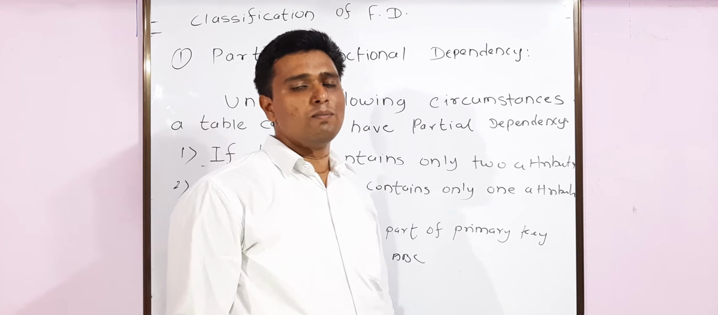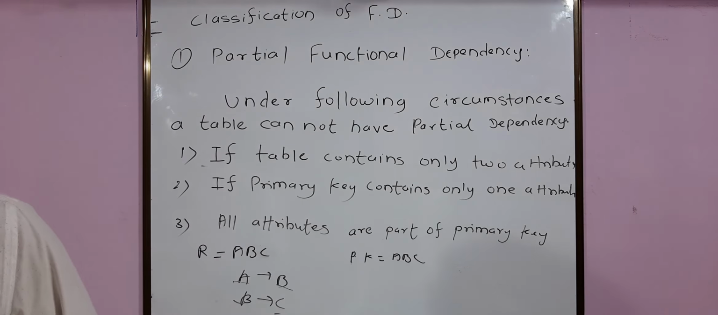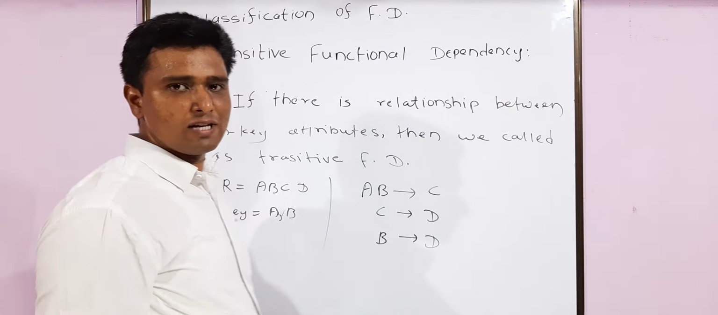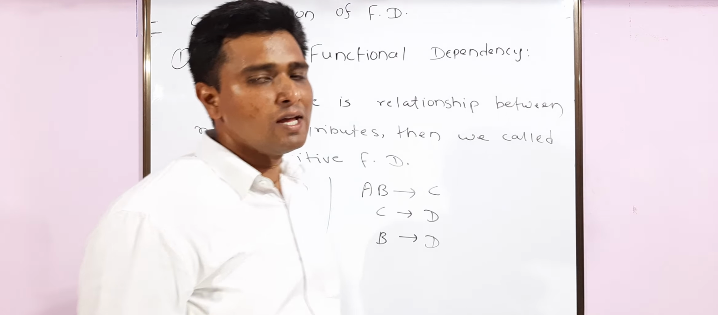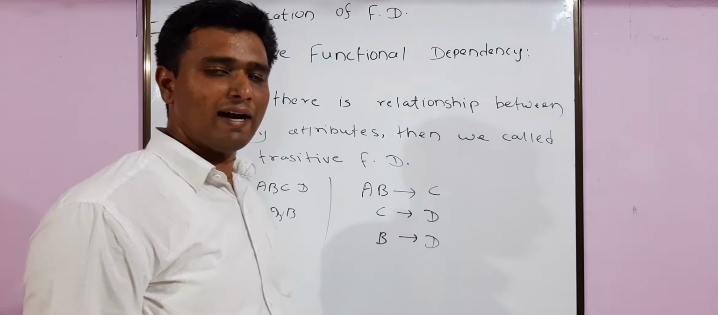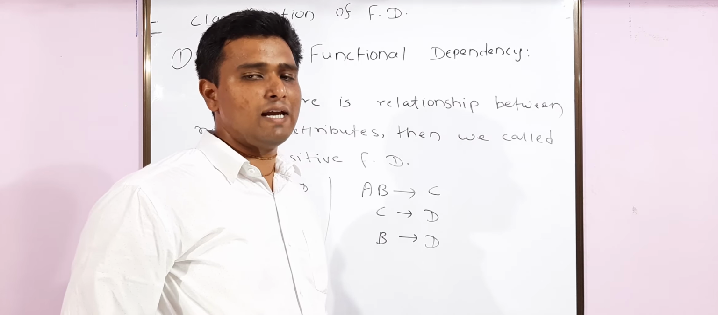Now we will move towards transitive functional dependency. So what is transitive functional dependency? If there is a relationship between non-key attributes, then there is a transitive functional dependency. Again, I am telling you, this is helpful for understanding 1NF, 2NF, 3NF, BCNF.